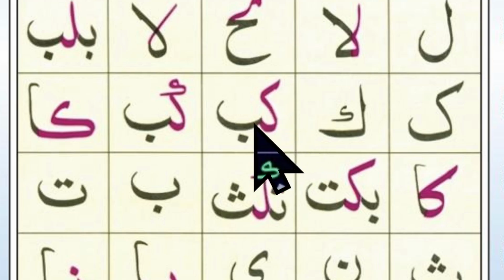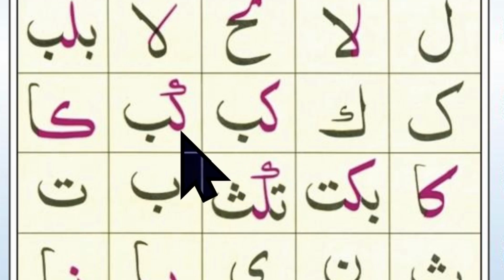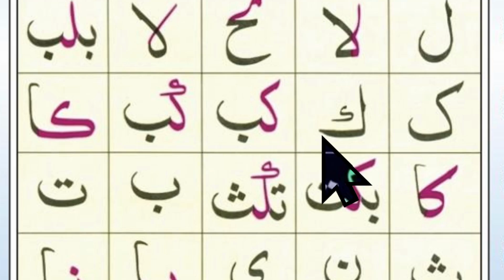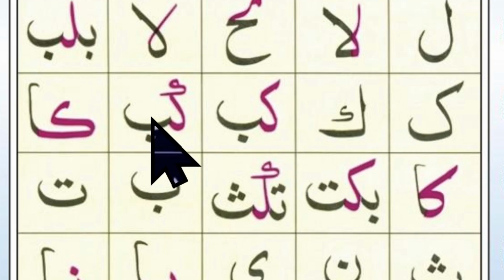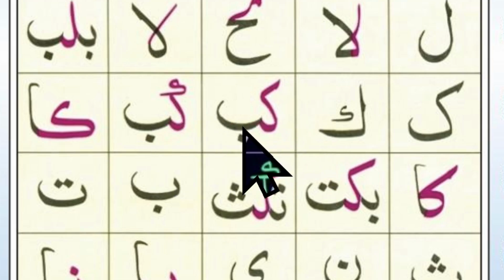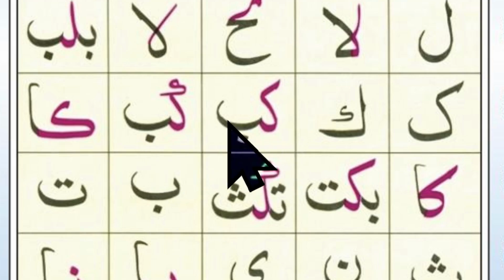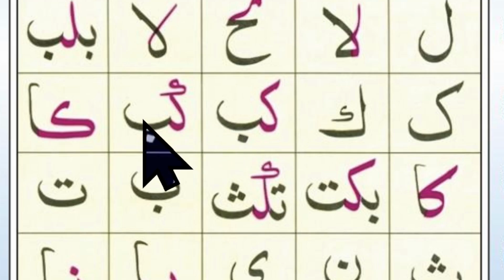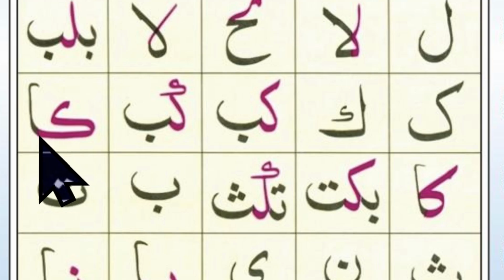Kaf, ba. And the next one, also in the joining shape, the first one with this shape, and the second one with this shape. So kaf, ba, same. Both are the same. Kaf, ba, and then kaf, ba. And the next one is kaf, alif.